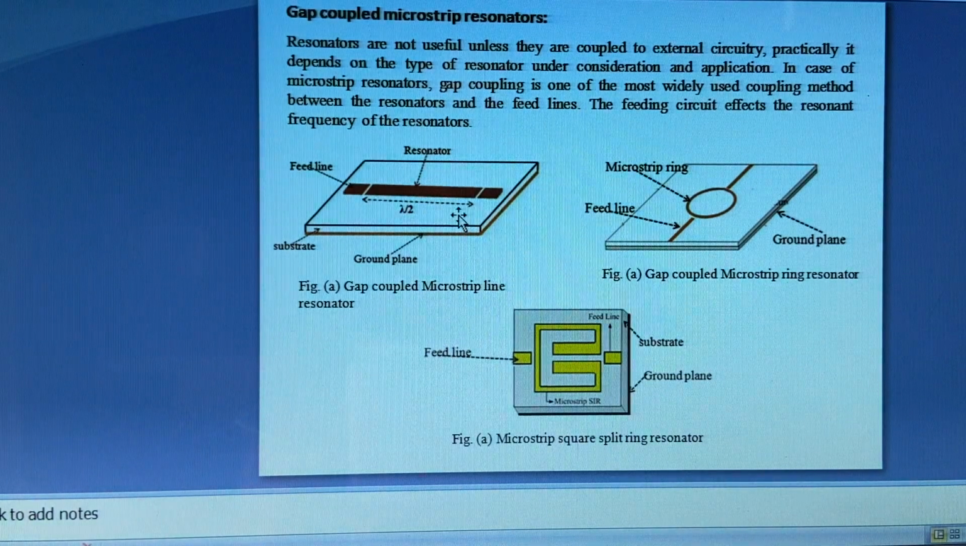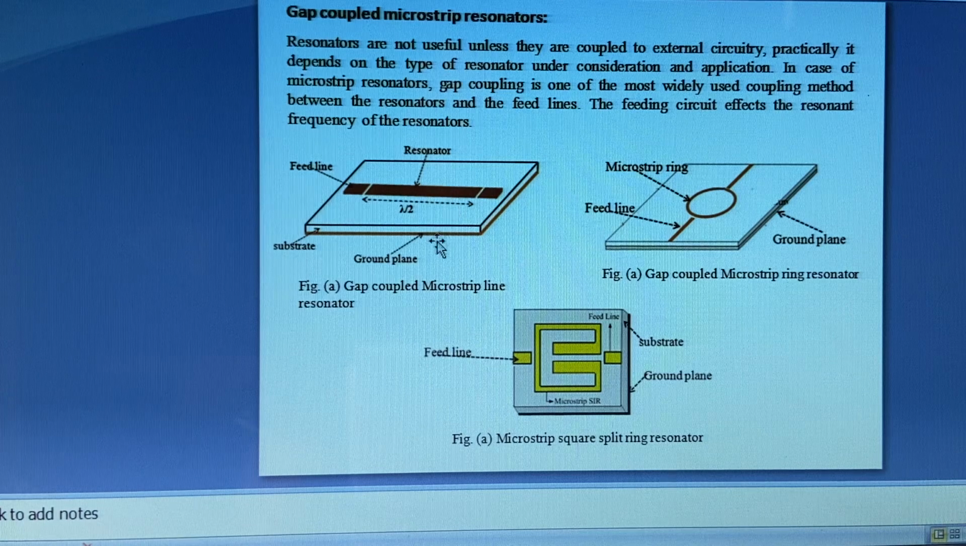Here, some microstrip line resonators are shown. They are called microstrip line resonators because a microstrip transmission line is used to implement these resonators. This is a gap coupled microstrip line resonator, an open circuited lambda by 2 line. That is, a microstrip transmission line with an open circuit and length equal to lambda by 2 behaves like a resonator.